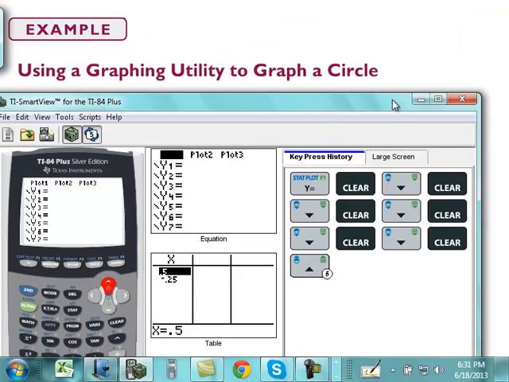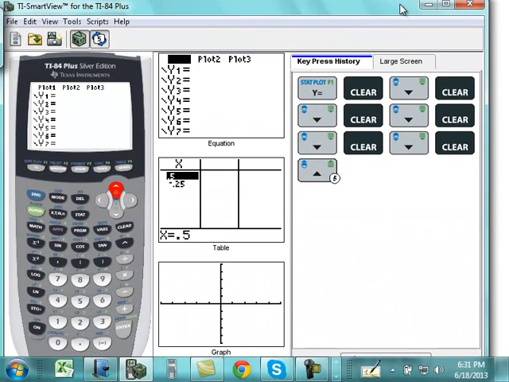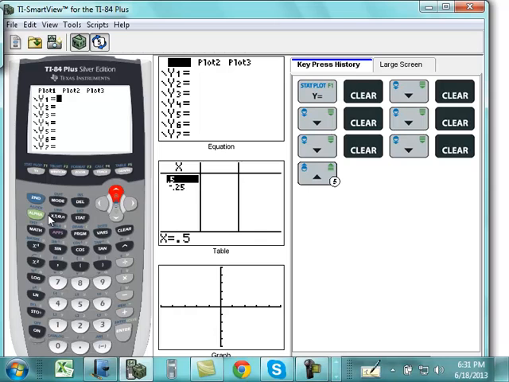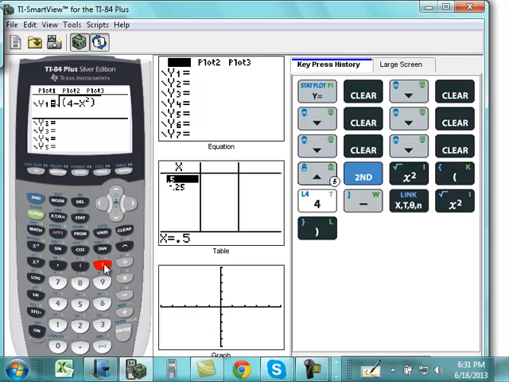Now let me just double check. We're taking the square root of 4 minus x squared. Okay, so here's the square root symbol right there. You have to make sure that you use the second button in order to access that function. And then in parentheses, 4 minus x squared. Close parentheses. Enter.